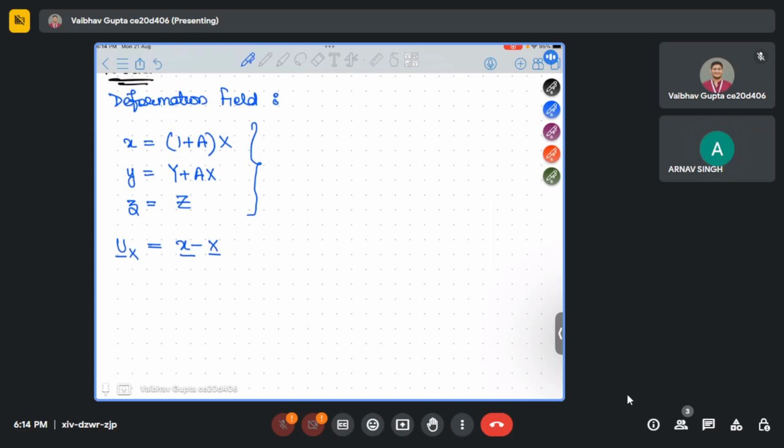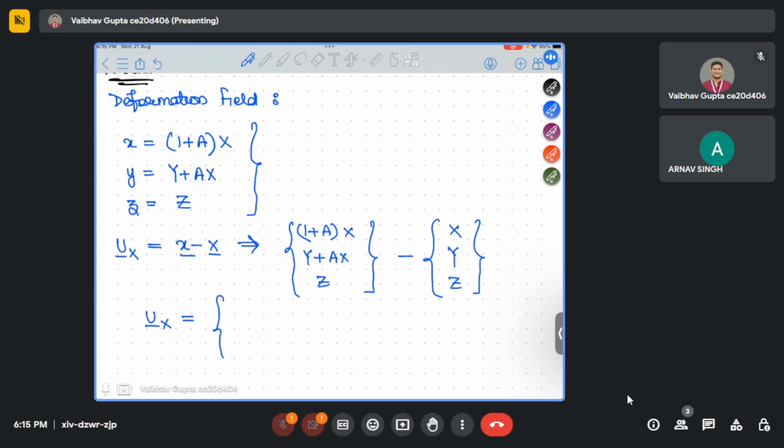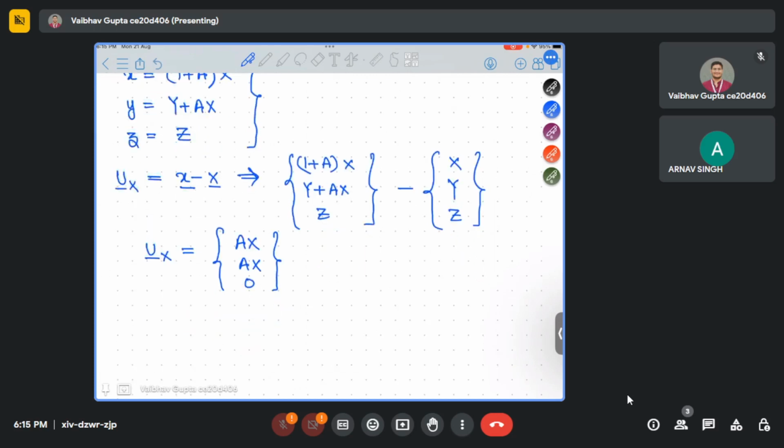But in material form, what variable do we need to change? Small x, because we have to find it in material form. So just change small x to capital X, capital form. So this is nothing but this, small y will be nothing but this, and small z is this, minus capital X, capital Y, capital Z. So U_X becomes A X, and the others are 0. Got it? This is in material form.